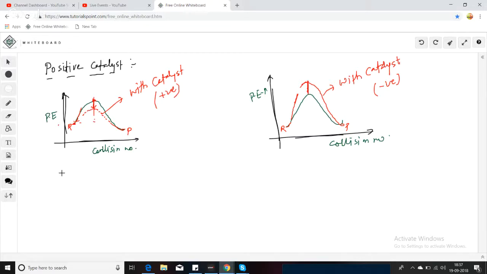So what we can conclude here: if activation energy increases, then the rate of the reaction decreases. And if activation energy decreases, the rate of the reaction increases. Correct? Yeah. Okay.